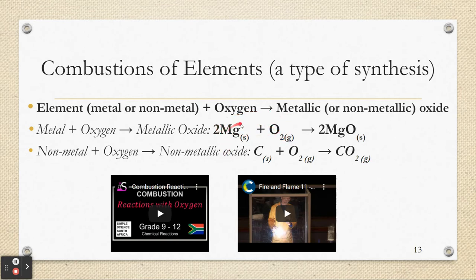So you might have iron and oxygen reacting to form an iron oxide, and that would be rusting, which is an example of combustion. Slow combustion, but still happening. So you can have combustion of elements.